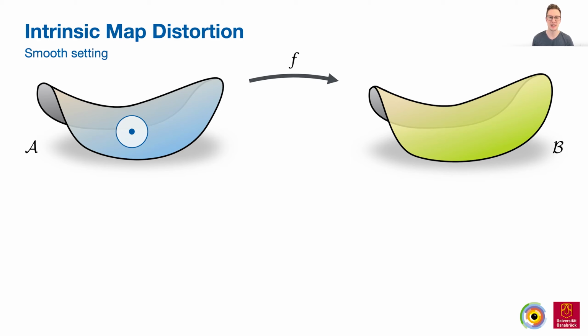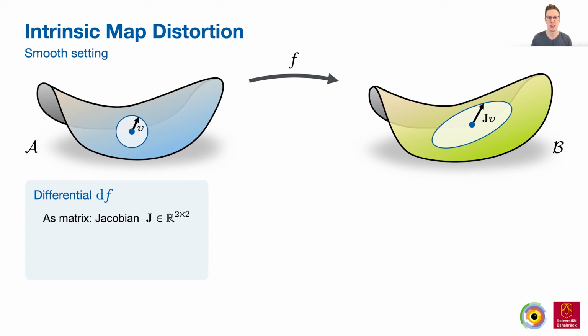So for an infinitesimally small piece of our source surface, we want to know how it gets stretched out on the target. And this information is given by the differential df of our map. At a specific point, it tells us how a tangent vector from the source is mapped to a tangent vector on the target. So it's a linear map between tangent spaces, and we can describe it by a 2x2 matrix called the Jacobian.